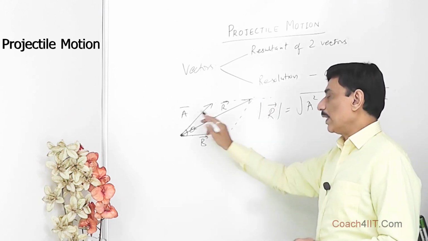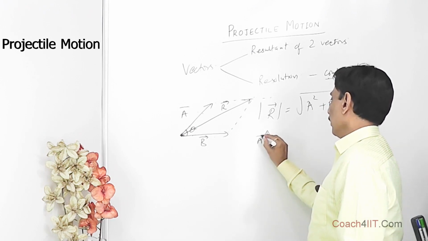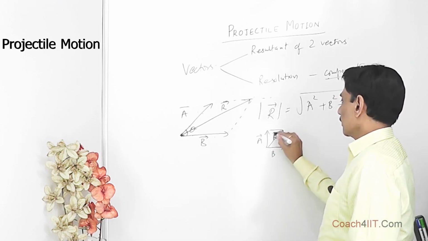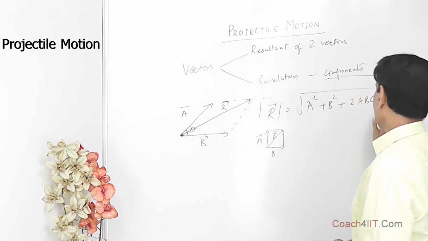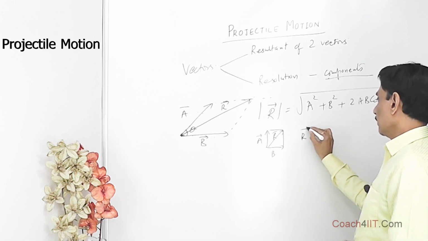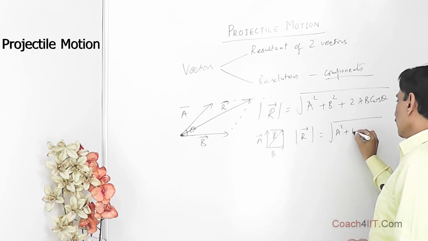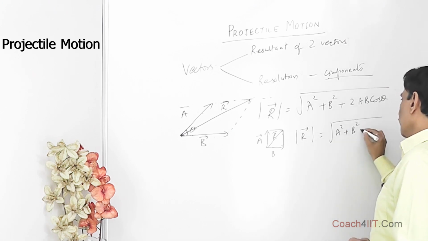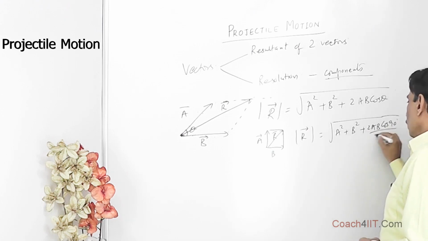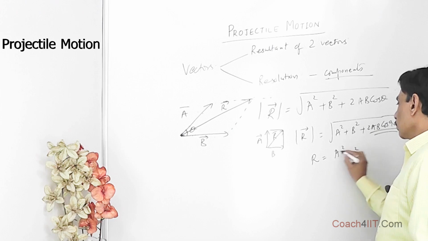And had these two vectors been perpendicular to each other, let's say this is vector A, this is vector B, and we have to find the resultant of these two, then certainly this is much easier, because now the angle theta is going to be equal to 90 degrees, and cos 90 we know is equal to 0. So over here the magnitude of this resultant vector is going to be the square root of the magnitude of A squared plus the magnitude of B squared plus 2AB cos 90 degrees, which is 0. So this is going to be the square root of A square plus B square.